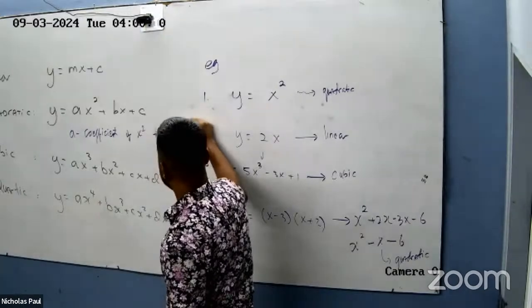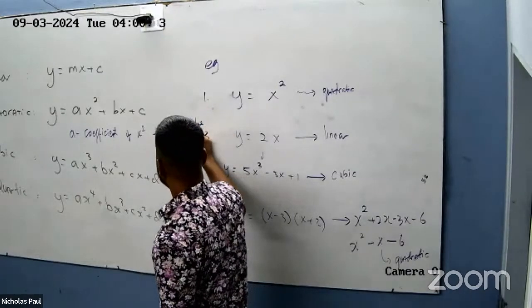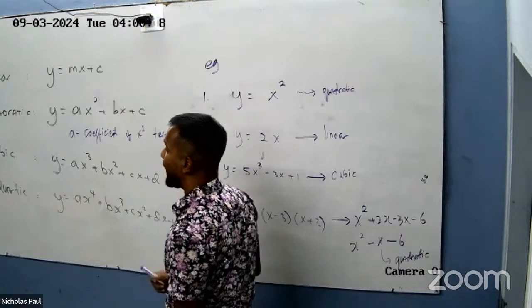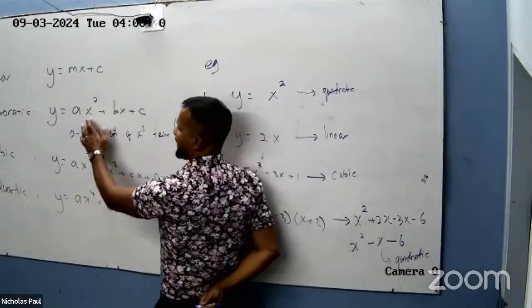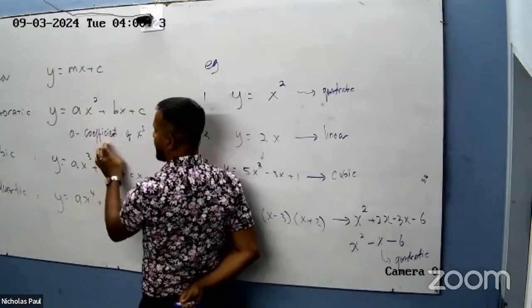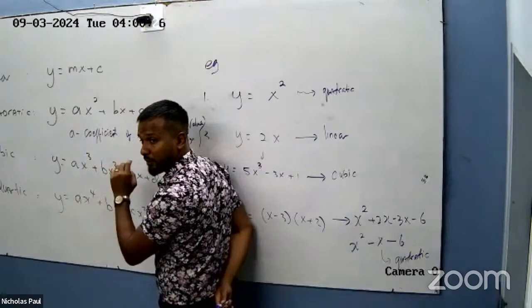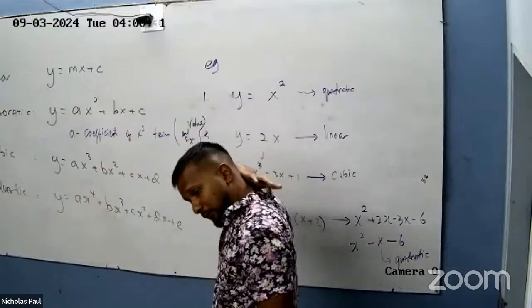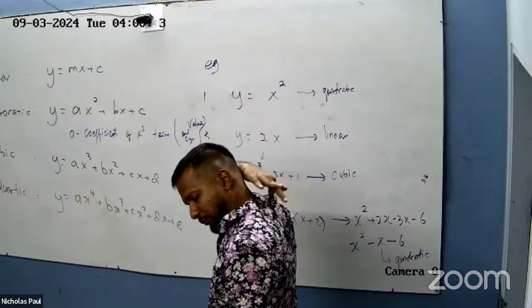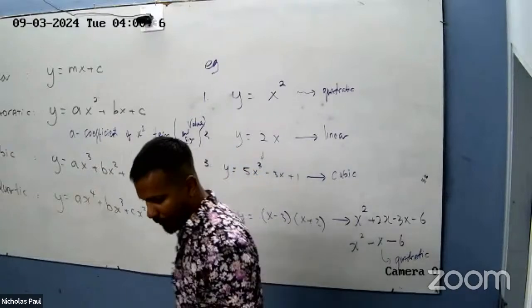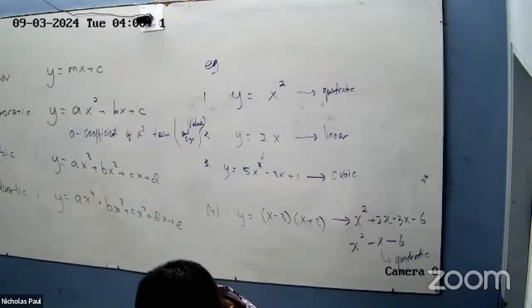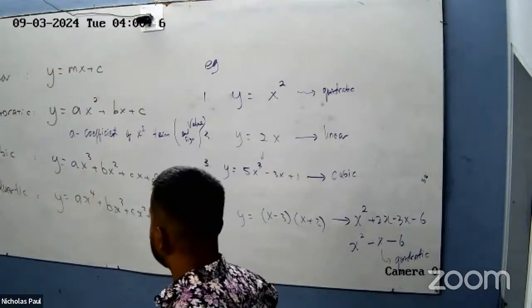Coefficient means the value and the sign. Right, the value and the sign. So A is the coefficient of the x squared, so it's the value and the sign in front, right? A is the coefficient of x squared.